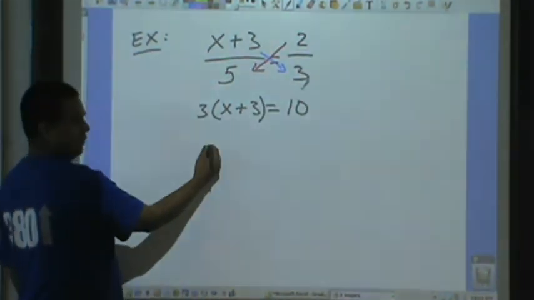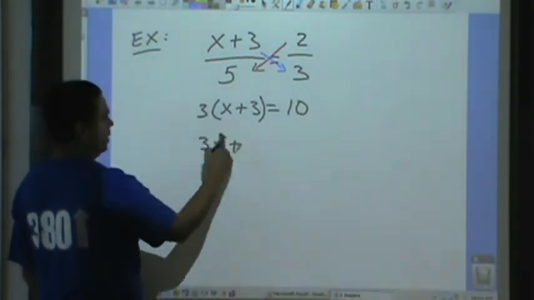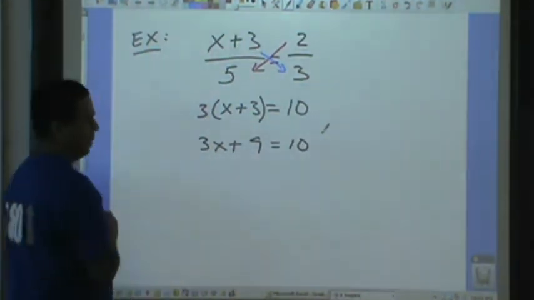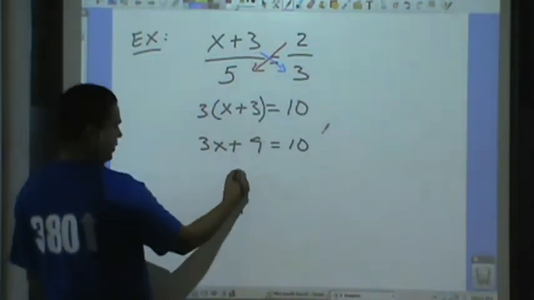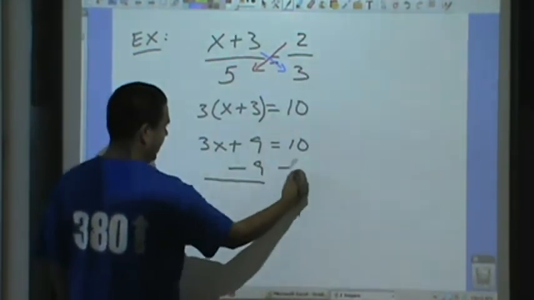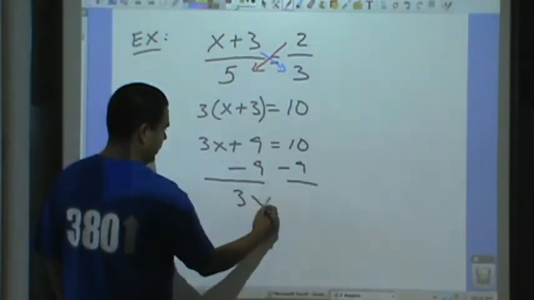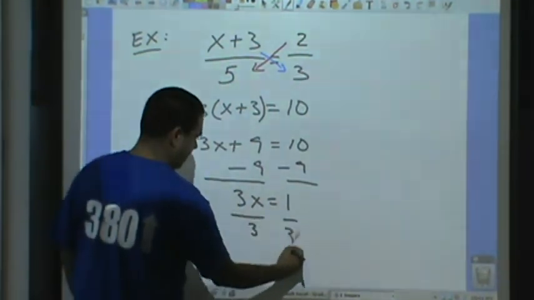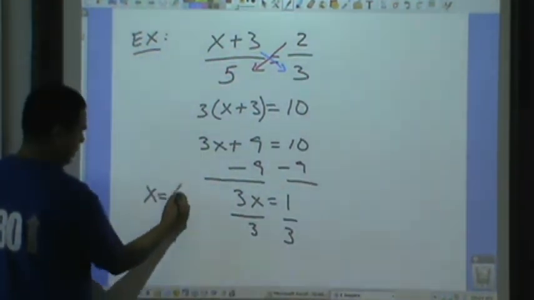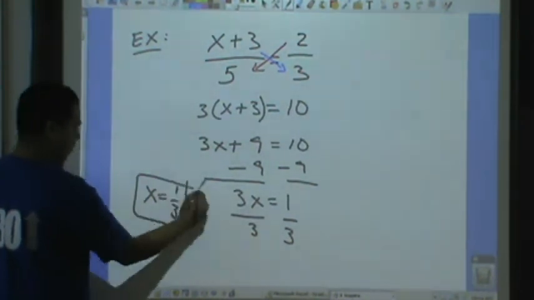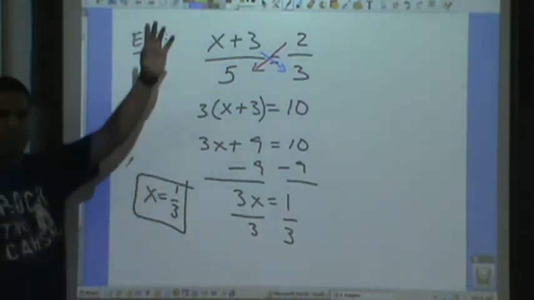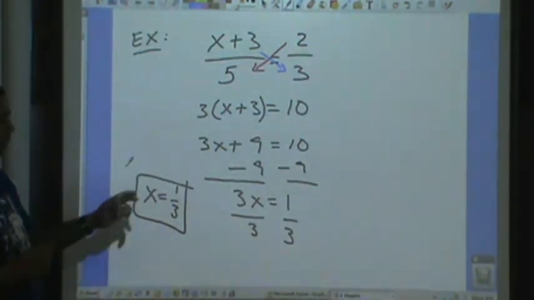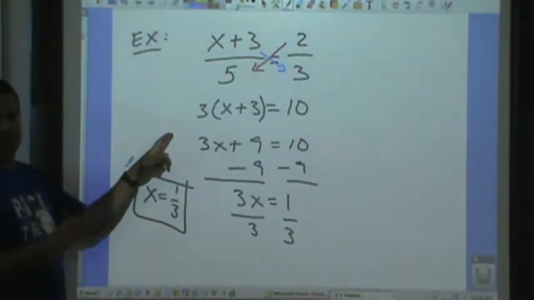So 3 times x, 3x. 3 times 3, 9. Plus 9 equals 10. Then subtract the 9, you get 1. And 3x equals 1. Divide by 3, x equals 1/3. Done. And we got that right. Look at all those hands. Good. Excellent. So let's do one more example, and then your homework.